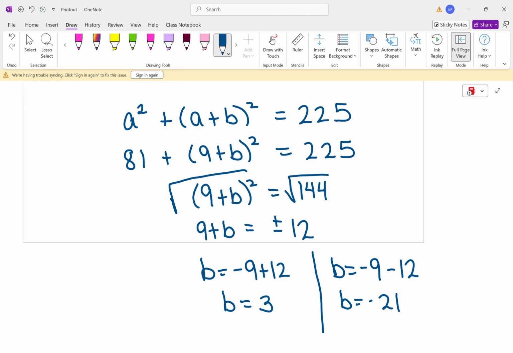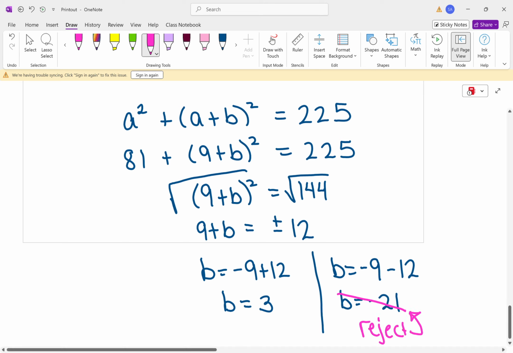Can B equal negative 21? No. Good, why? Because this is length, something can't be negative. Well, B never stood alone. Good. So the length of a side was A plus B. Well, A is only 9, so 9 minus 21, isn't that a negative length? So once again, we're going to need to reject. So we're rejecting the negative 21, and B just equals 3.